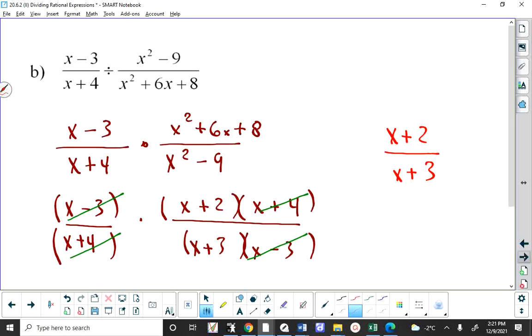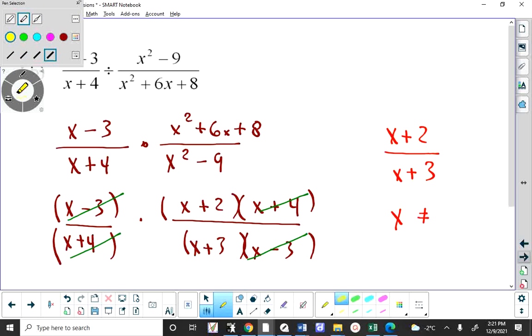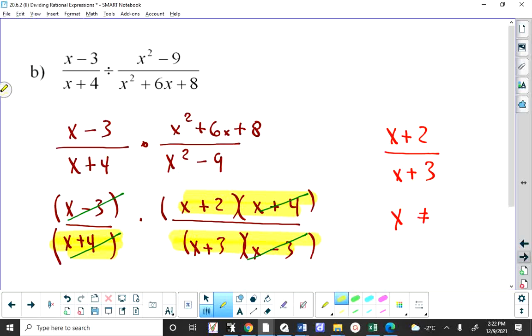And I have to state my non-permissible values. X is not allowed to be equal to, but you know, I have canceled some stuff off, but I still want to look for my non-permissible values. I still want to look here, here, which was the original denominator of the second expression, and here, which was the original numerator of the second expression. I got to list all non-permissible values related to those factors. So I have -4, I have -2, I have plus or minus 3.